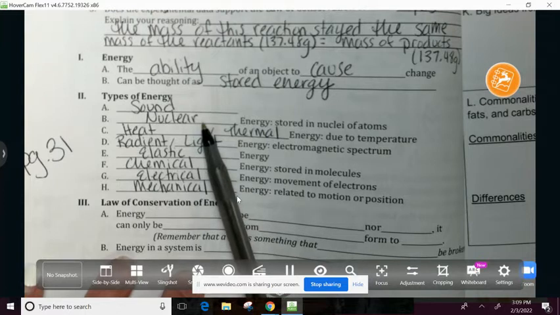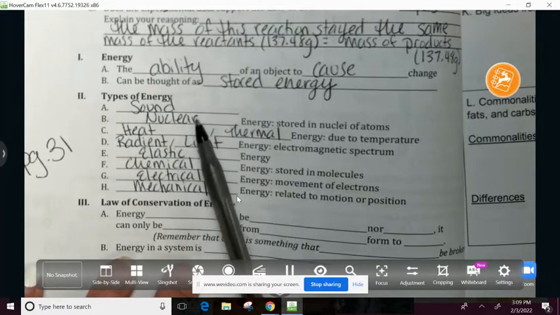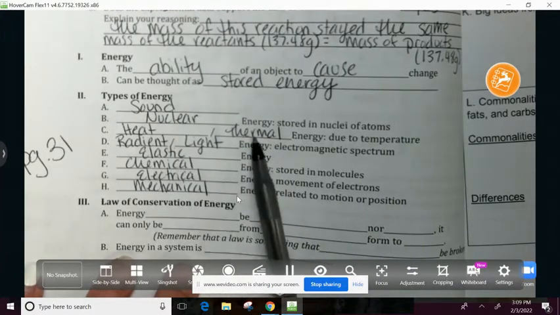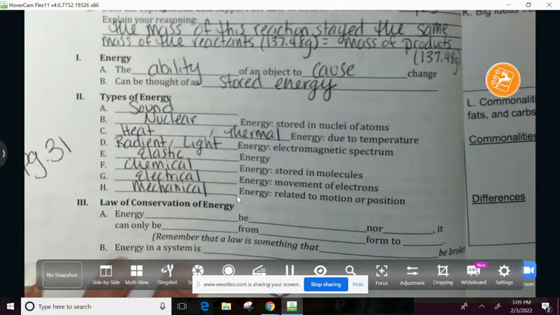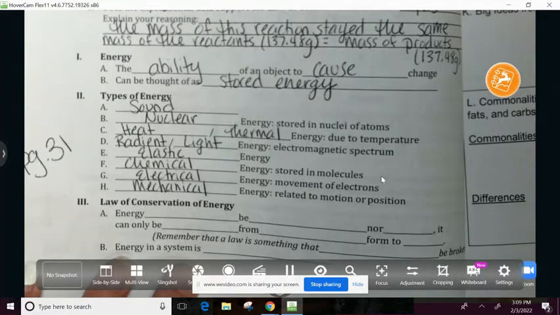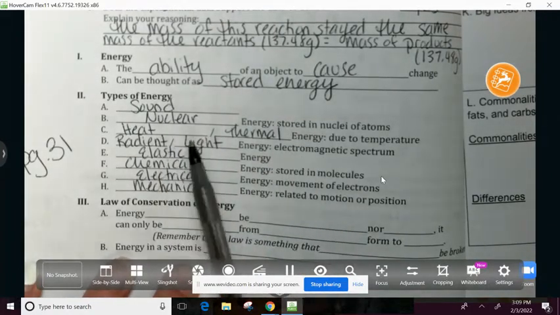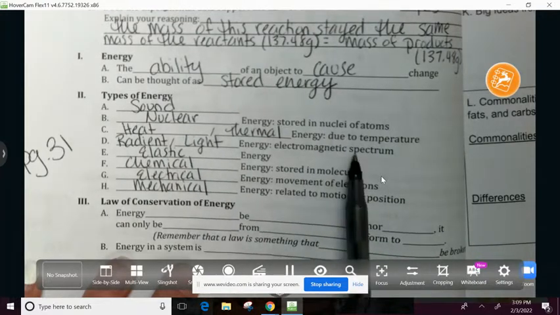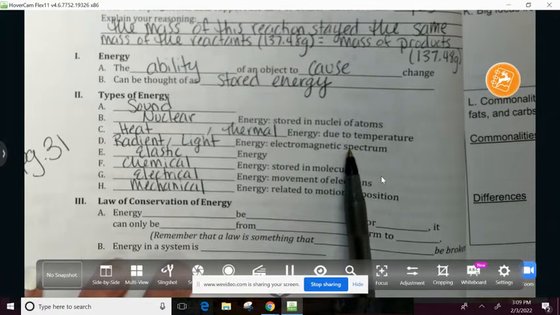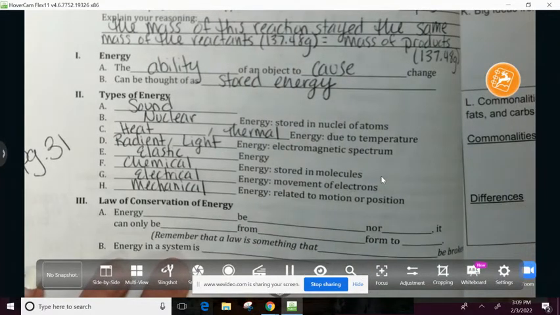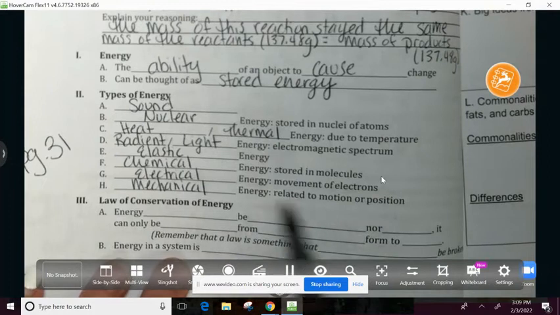We talked about what an atom is. Different elements are made up of atoms. Different things are made up of atoms. Then there's heat or thermal energy, which is due to temperature. There's radiant or light energy, which is the electromagnetic spectrum. Heat, thermal, and radiant light is what solar power uses. So when you use solar power to create energy, that's what those two are.